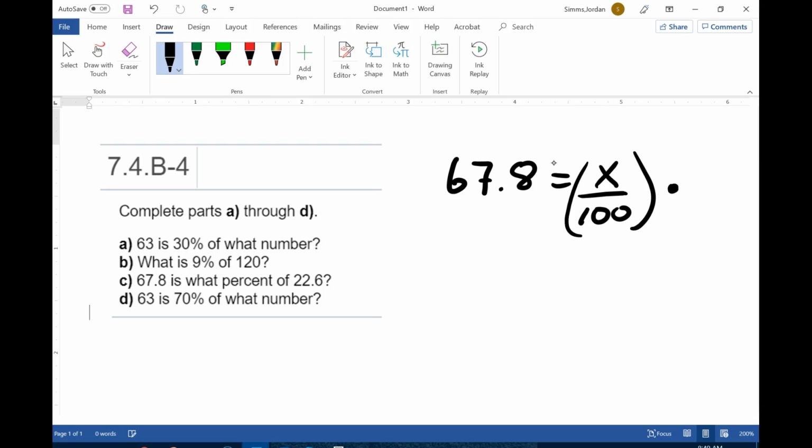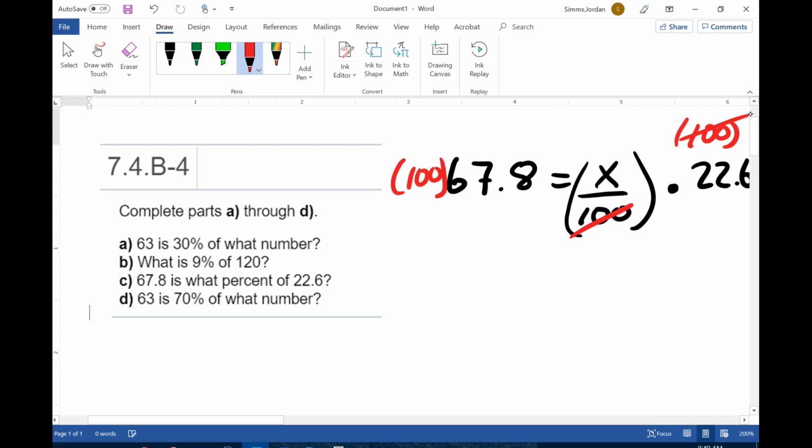So again, we're multiplying here, of 22.6. Okay, so now what can we do? Well, we can multiply. We'll start by multiplying both sides by 100. We'll just get rid of that. We'll get rid of this here, right? So that's gone. We're going to have 67.80, right? So 2 decimal places right there. That's gone over here. That's going to be x times 22.6.